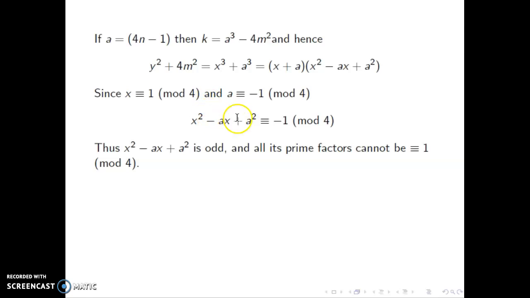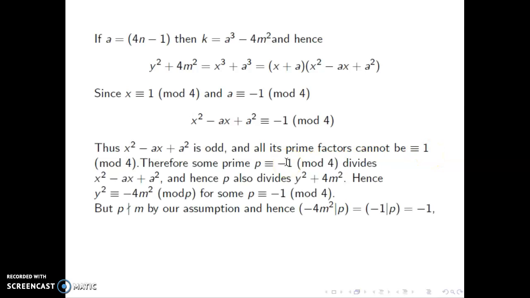And so x squared minus ax plus a squared is congruent to minus 1 mod 4 when I substitute here. Thus, x squared minus ax plus a squared is odd and all its prime factors cannot be congruent to 1 mod 4. Therefore, some prime p congruent to minus 1 mod 4 divides x squared minus ax plus a squared, and hence p also divides y squared plus 4m squared.